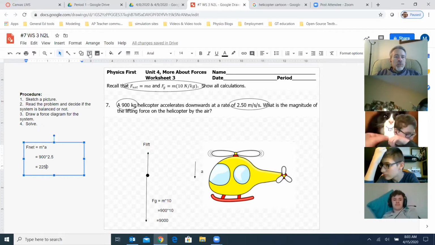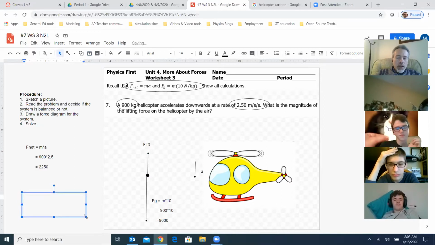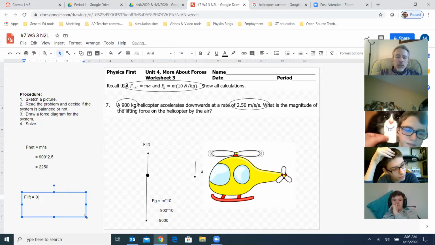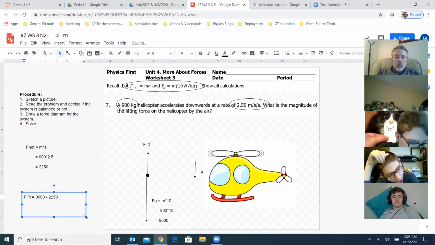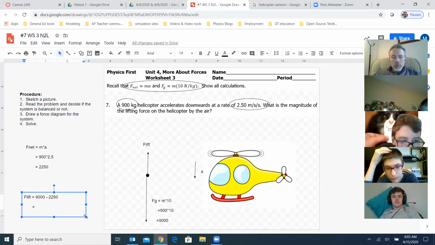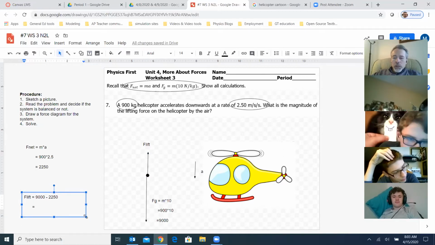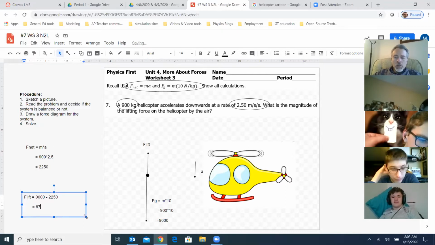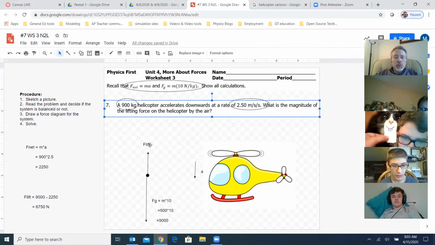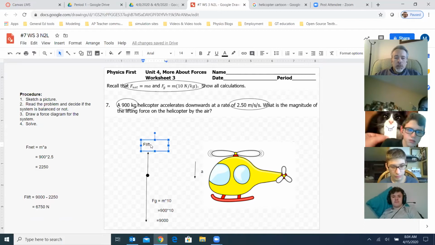So in order to figure out what the lift force is, I need to subtract those two. So the force of the lift or the drag or whatever you're calling it is going to be equal to 9,000 minus 2,250. So if you can get out a calculator and figure out what that is. What'd you get? 6,750. Yep, that's it. So that's the question. It wants to know, what is that lift force? Well, we just calculated it. It's 6,750 newtons. That's the answer.